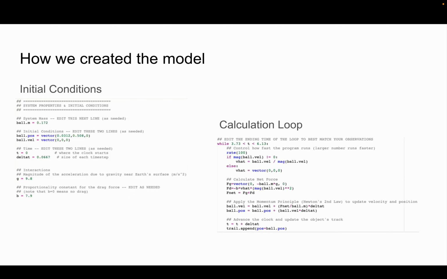So how we created the model, this is just some code. On the left, you have the initial conditions that I described earlier. So the initial mass, the ball's position, et cetera. And this is the actual calculations loop. This is where Newton's second law comes in. We calculate the force of gravity and the force of drag, we use that as the net force, and we use that net force to apply the momentum principle to update the velocity and the position.